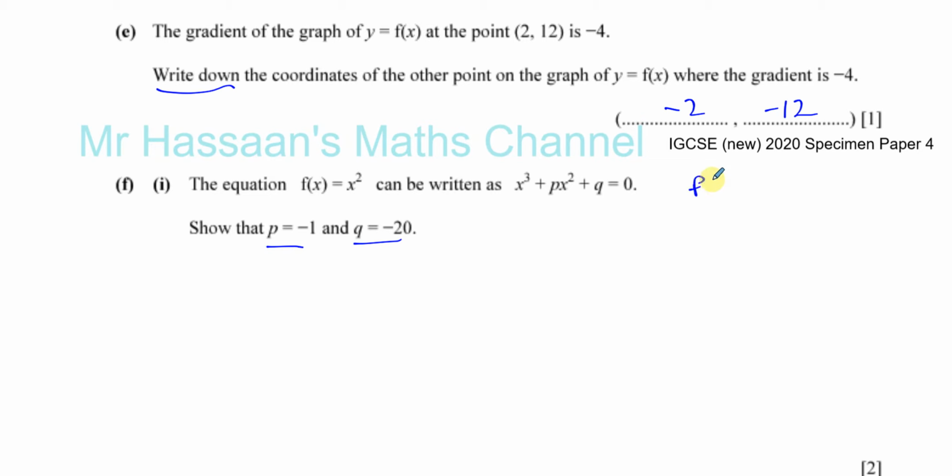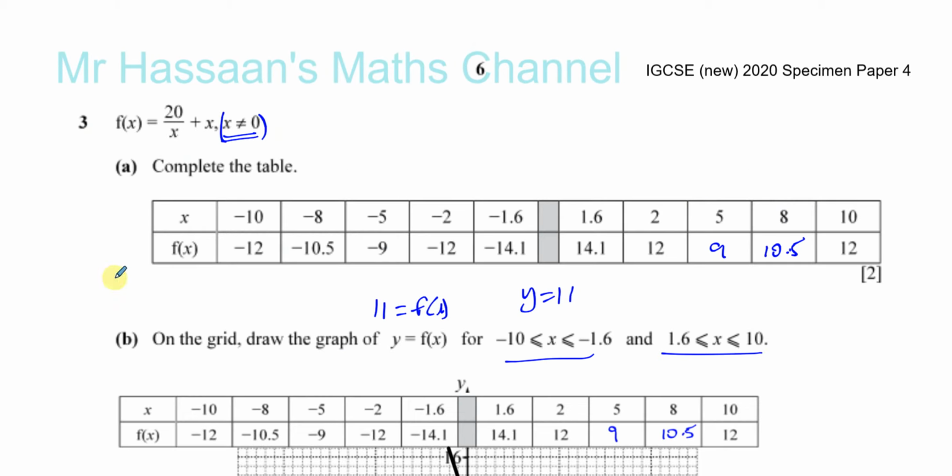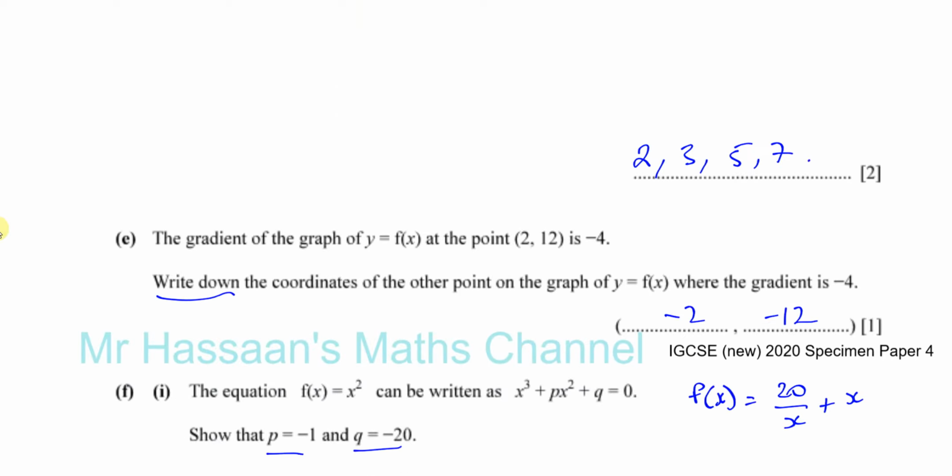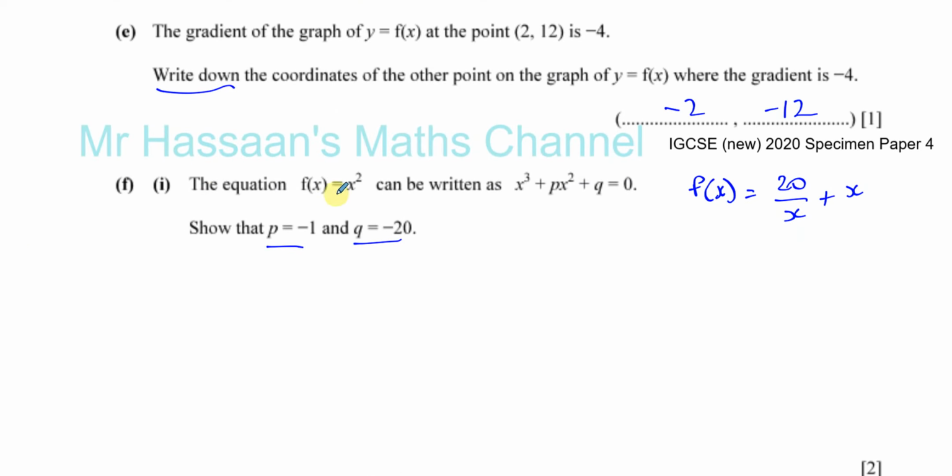So if we remember, f of x was a function, was it 20 over x plus x? I'm just going to make sure in case I wrote it down wrong. Yeah, 20 over x plus x. Okay, that was the function. So they're saying that the equation f of x equals x squared. That means you've got to take this and make it equal to x squared. So you have 20 over x plus x equals x squared.